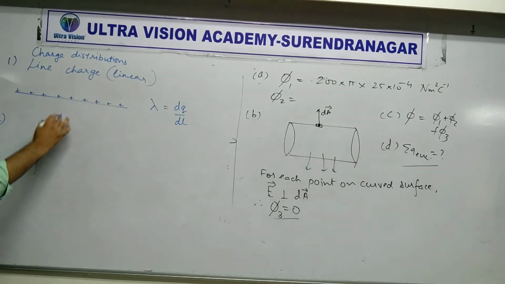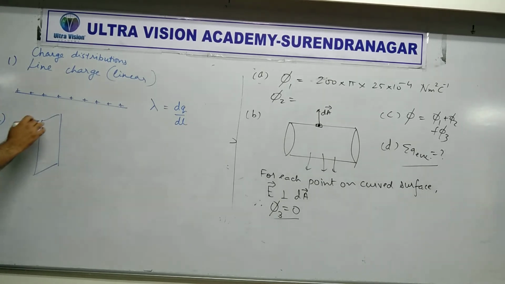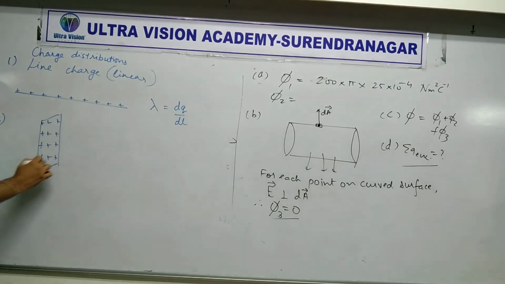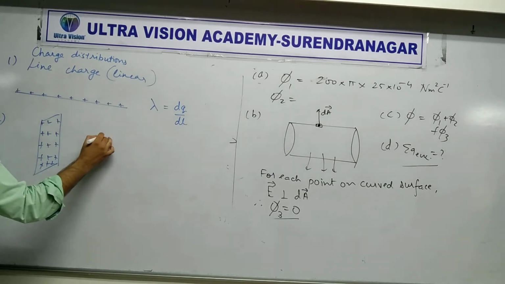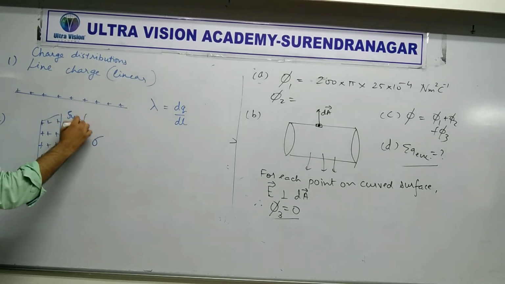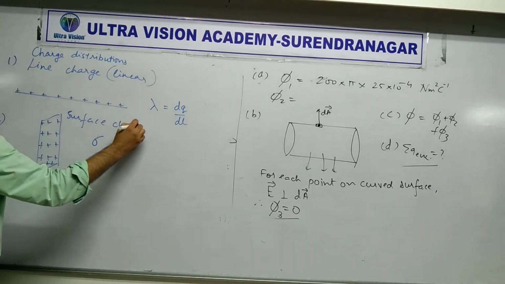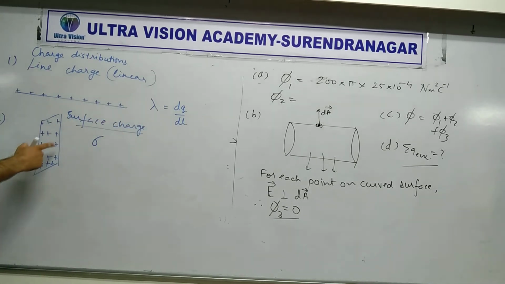Second, instead of being on a line, it can be on an area. Suppose there is a sheet and there is charge everywhere on the sheet. Then your charge is not on a line, but on an area. So this is sigma, the surface charge density. This is basically called a surface charge.